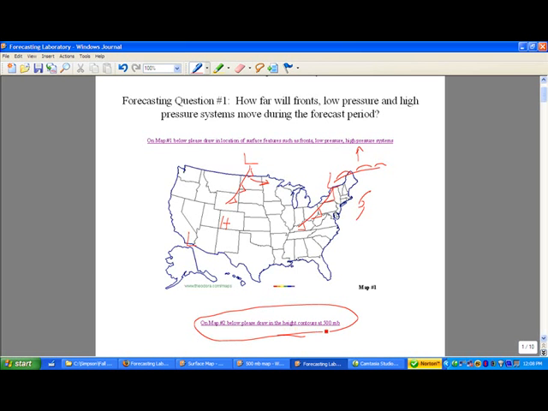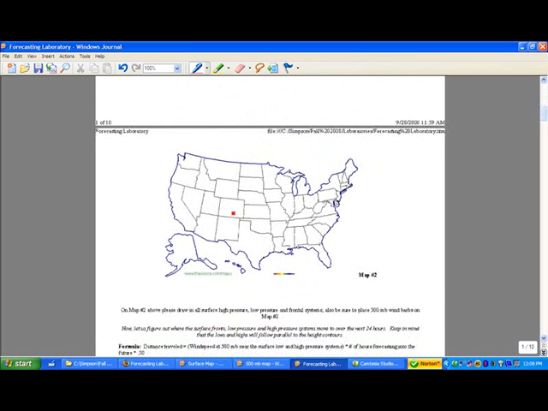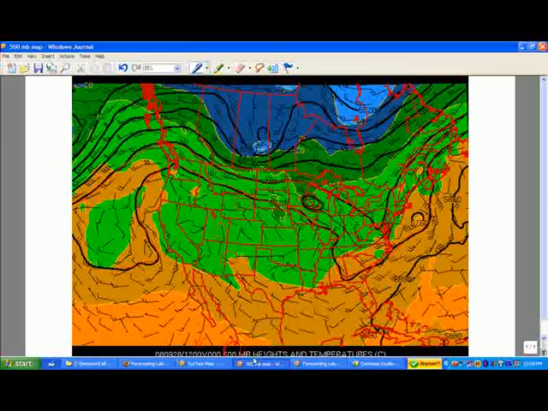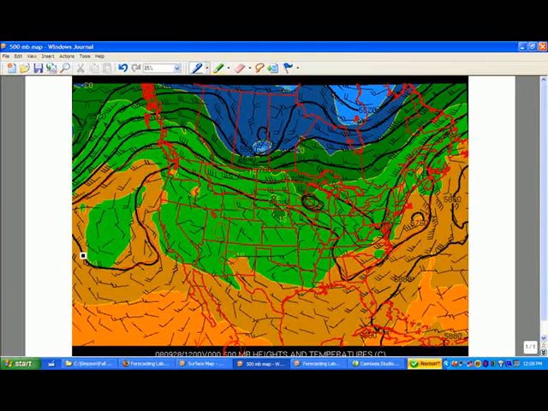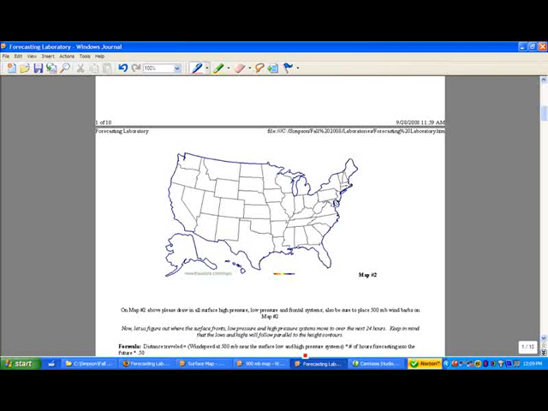And on map number 2, we have to draw in the height contours at 500 millibars. These are the isohypses, the solid black lines that I was talking about. So let's move on down to map number 2, and I'm going to draw the isohypses pattern at 500 millibars. And I see that out in the Pacific, I have what we call a trough, and then where the lines begin to bow upward, we call these ridges. So I'm going to replicate it here on map number 2.